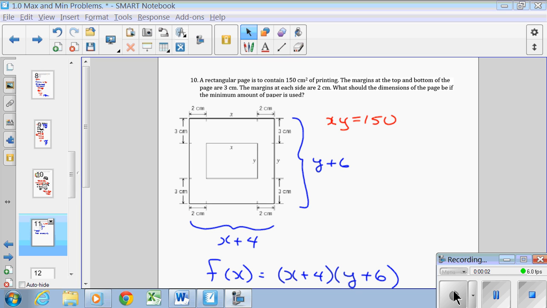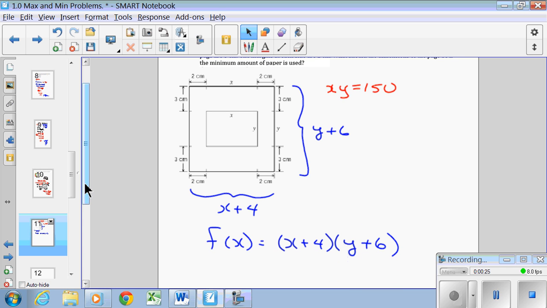This is example number 10 from our maximum and minimum problem section. I started off with some information already on my diagram. I put down the fact we have 150 centimeters square area for printing, so that's our area is 150. And I wrote down the actual width and the actual length of our paper, which is x plus 4 and y plus 6. We want to minimize the x plus 4 times y plus 6, so that's what my function is.